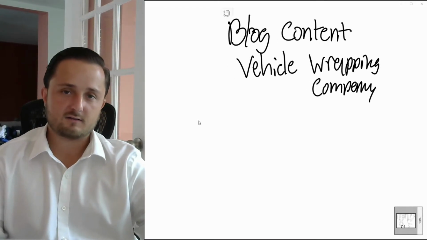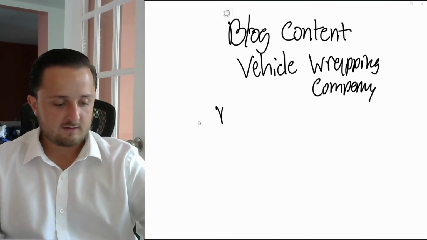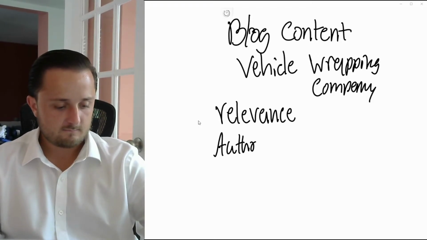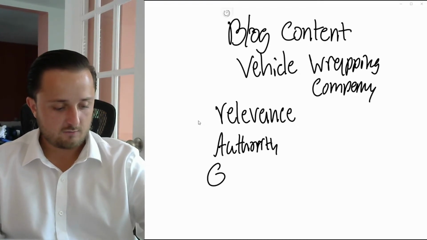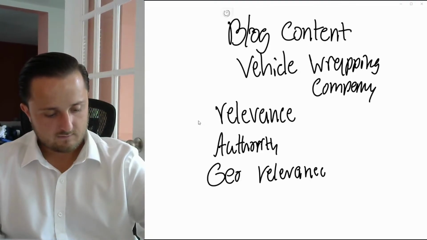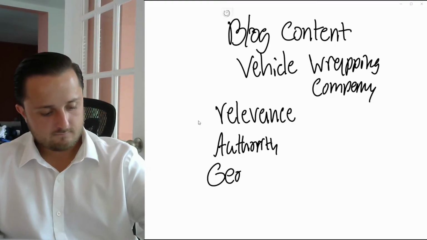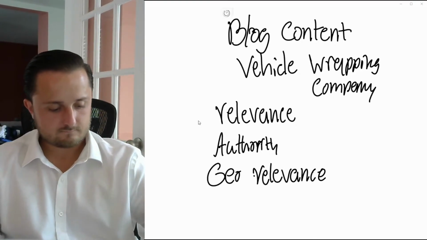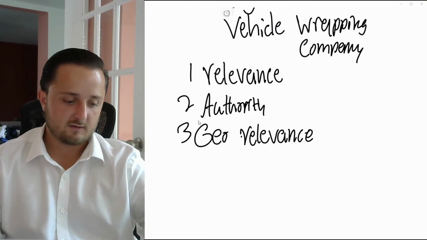So now we're going to talk about blog content for a vehicle wrapping company. The whole purpose of blog content is to add relevance. It is also to add authority. And then it's also to do geo-relevance, or geographic. These are the 3 reasons why you would want to create blog content.